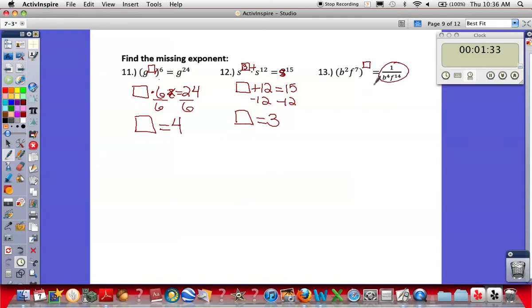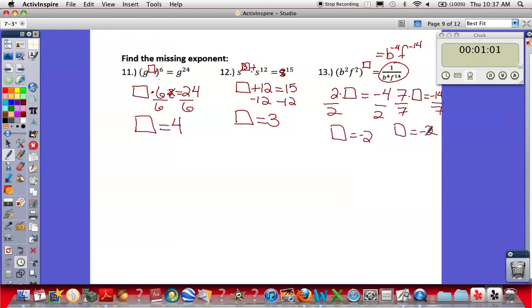When you look at what it has to equal, let's think. Oh, this is a numerator, this is a denominator, what does that mean? Well, all that really means is this is b to the negative 4th and f to the negative 14th. So you know that you're going to have to be multiplying. So 2 times something has to equal negative 4. In the same way, 7 times something has to equal negative 14. If you divide both sides by 2, your box equals negative 2. Your missing exponent is negative 2. Let's see if it works over here. Your box also equals negative 2. So your missing exponent is negative 2.